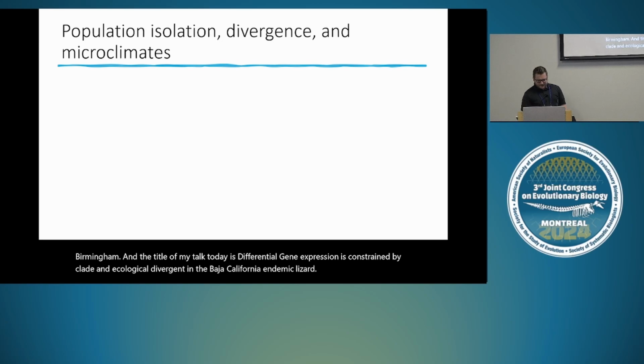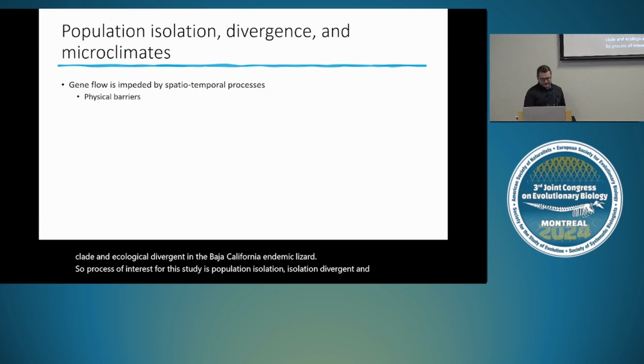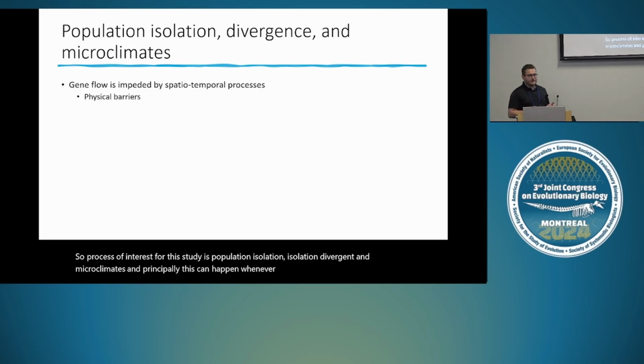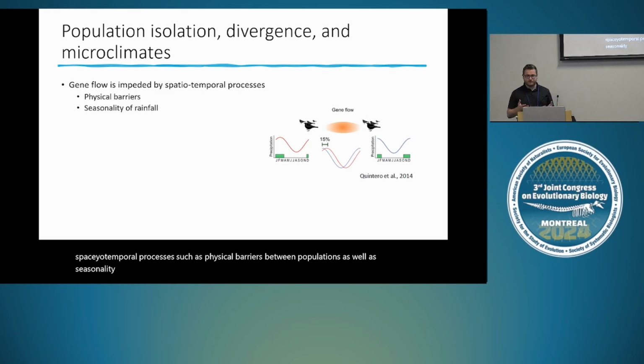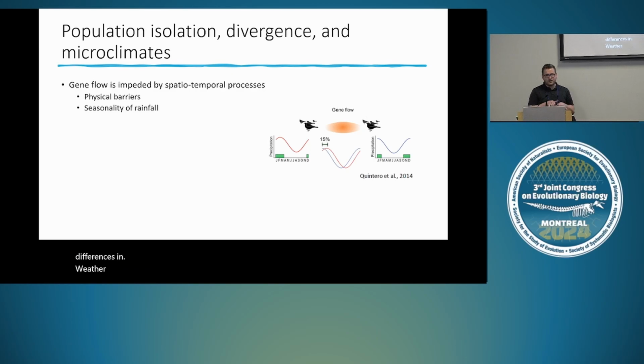A process of interest for this study is population isolation and divergence in microclimates, and principally this can happen whenever gene flow is impeded by spatiotemporal processes such as physical barriers between populations, as well as seasonality of rainfall, for example, or differences in weather or biological events, where this mismatch can result in individuals not interacting with one another and thus impeding gene flow between them.